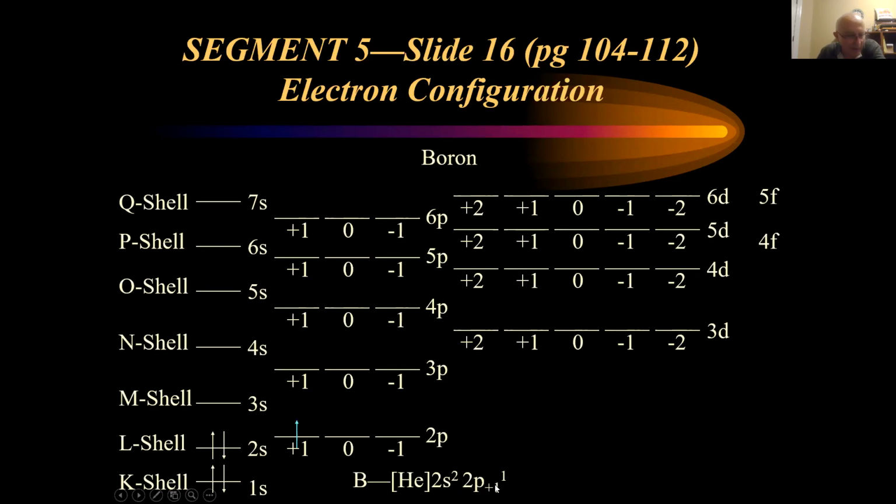A lot of people don't do that, and I've got a real good reason why I want you to focus on that. So we're going to give the orbital designation. We would say helium, 2s2, 2p plus 1, 1, and spin is plus 1/2 for this one because the first one that goes in is plus.